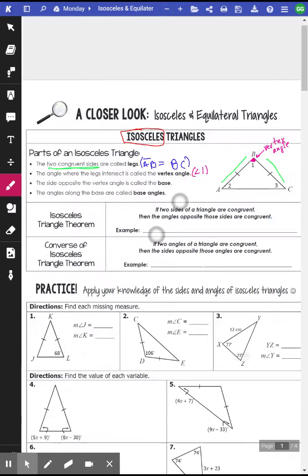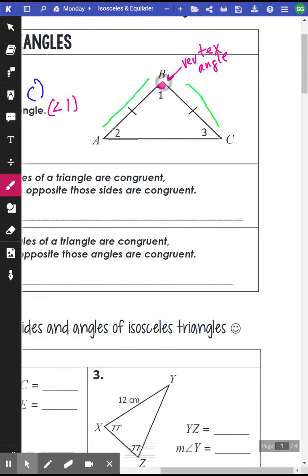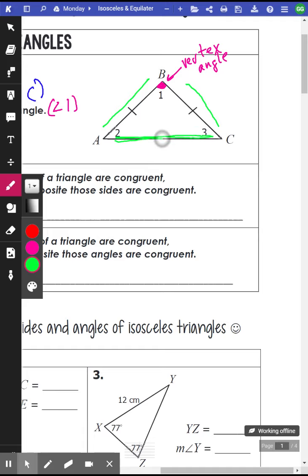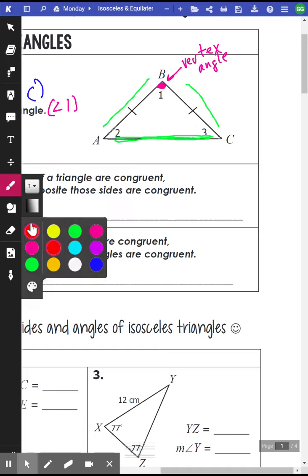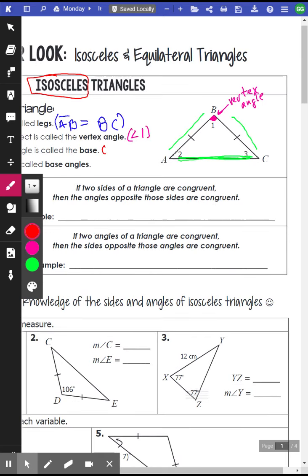Then you have the side that is opposite. So you have the two sides that are equal, and then because it's a triangle, you have that third side. That guy will always be opposite the vertex angle. He will be called the base. This side right here. He is the base, AC.